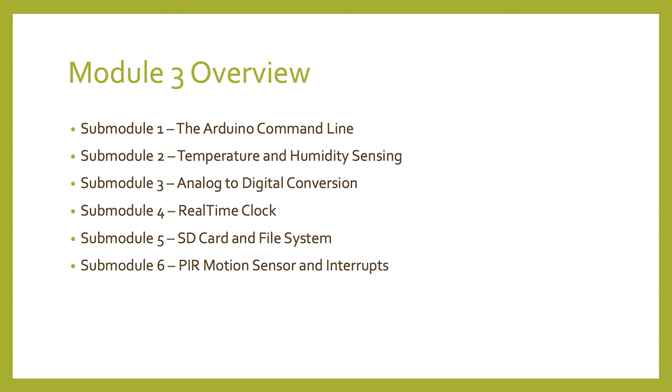In submodule 2, we'll be taking readings from the DHT11 temperature and humidity sensor. In submodule 3, we'll be learning what an analog to digital converter is and then using it to measure the battery level of our system.